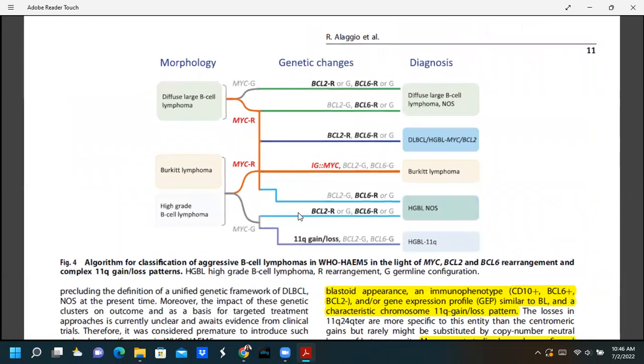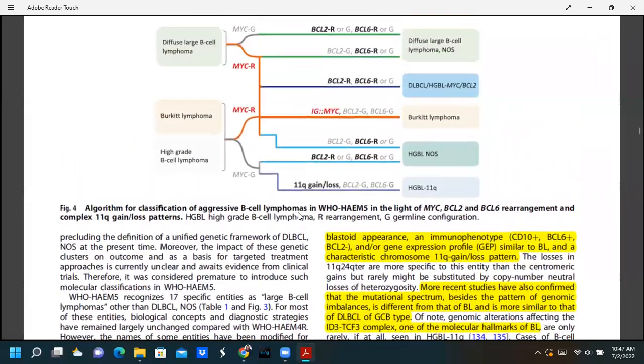Okay, so before going into this, let's do these two tables. Can we go to the other table first?